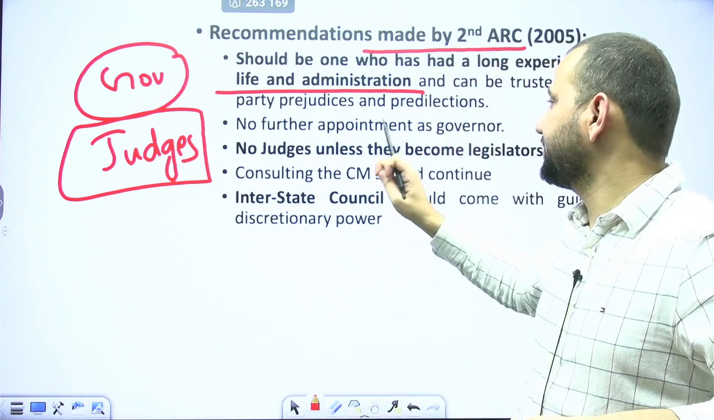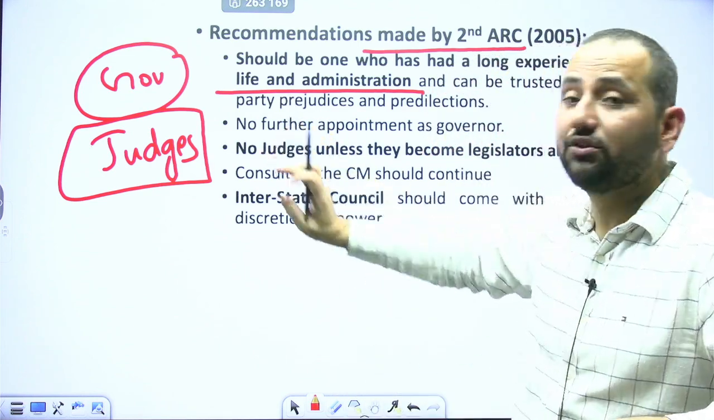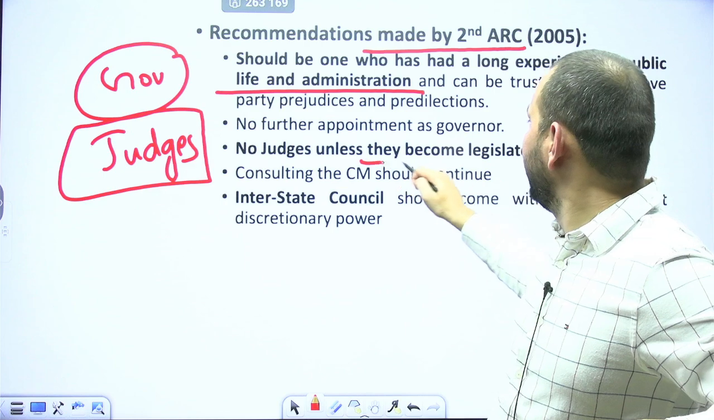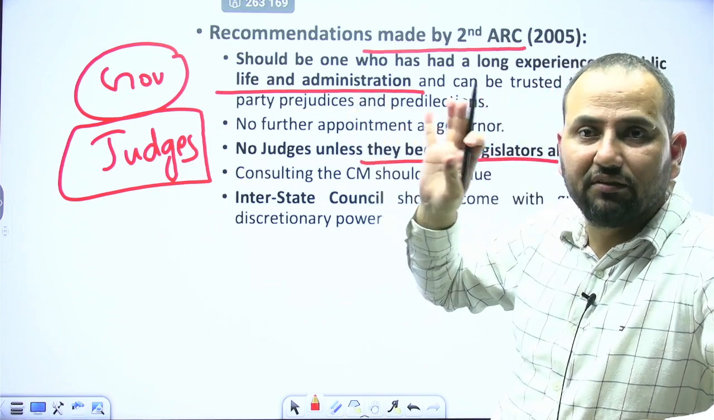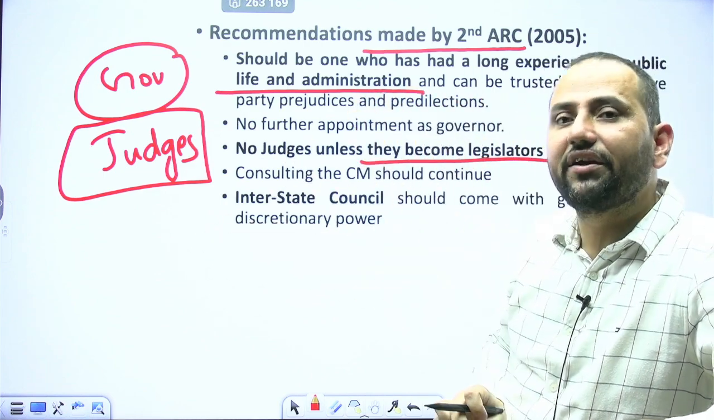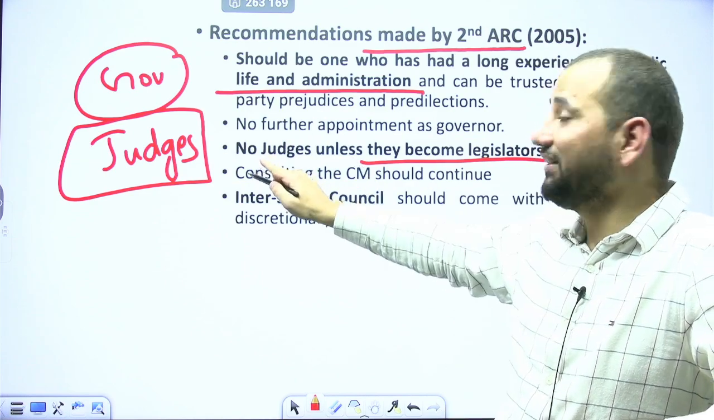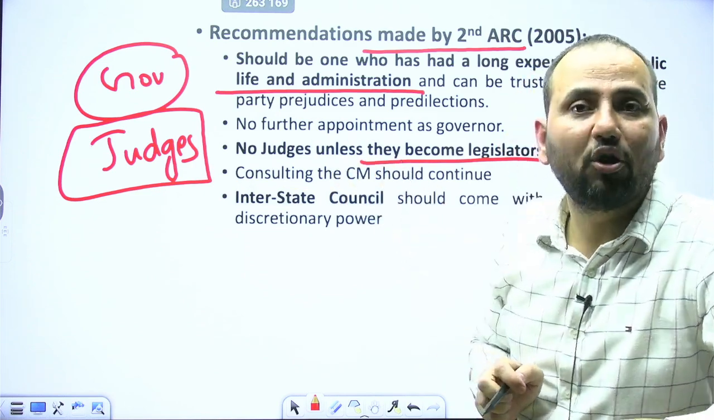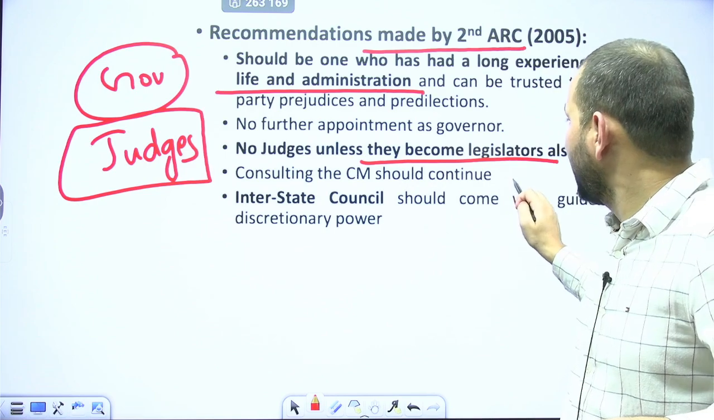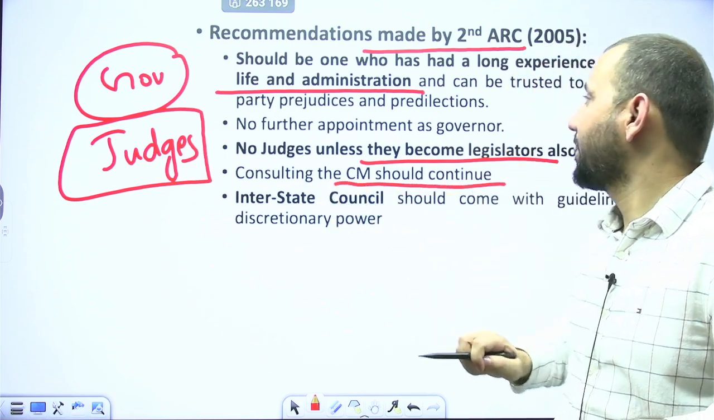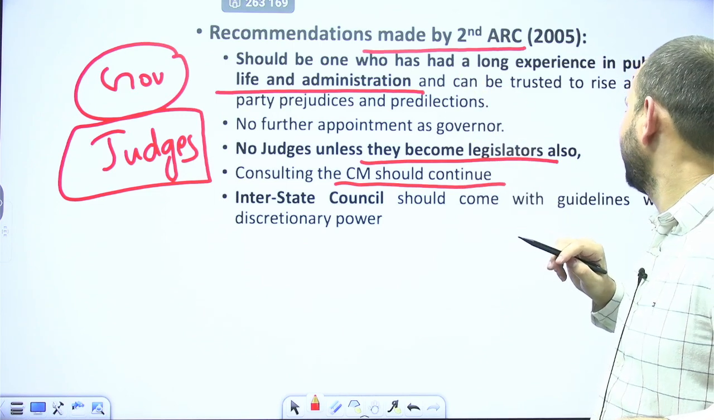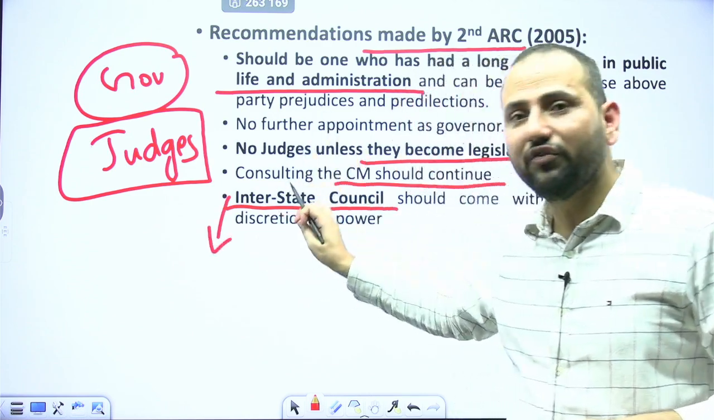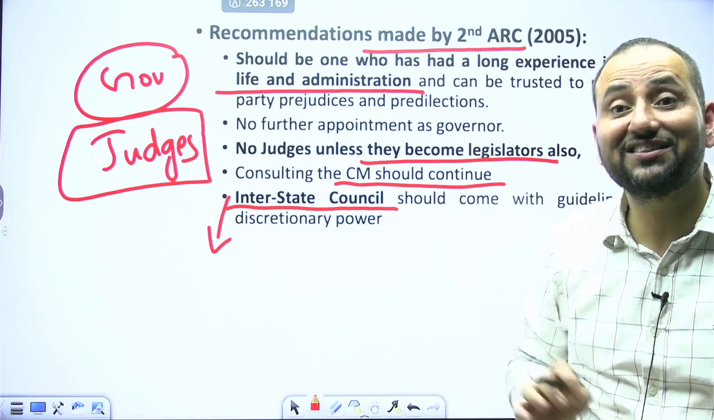It is specified that no judge should become a governor unless the judge has also become a legislator. If judges came as part of the legislature after retirement, in that case we can see them as governor, but not in any other case. And whenever we talk about the appointment of governors, it should come with the consultation of the CM. This second ARC also specified the interstate council. You guys know on the basis of which commission this interstate council came into existence, just try to see these dimensions.